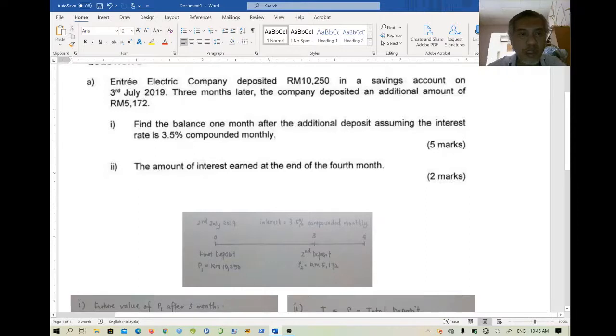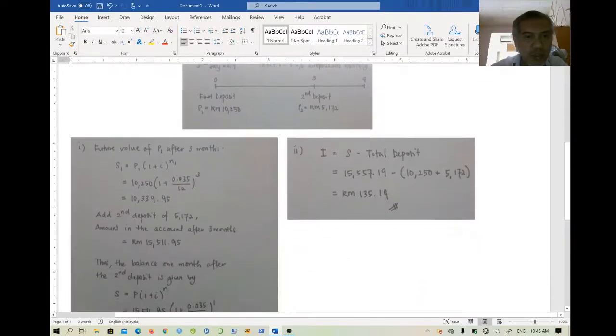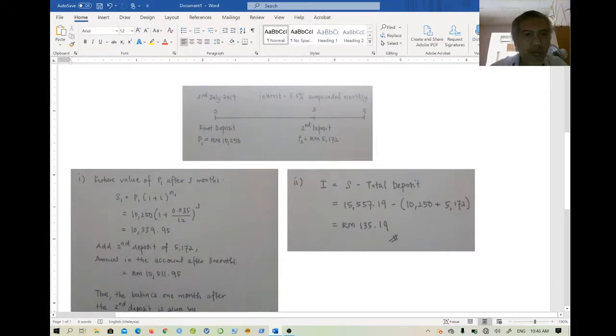Okay, the first one, you are asked to find the balance 1 month after the additional deposit. So that means the balance after 1 month, so that means 4 months after the first deposit. In order to solve this problem, what you need to do first is to find the future value. So here you have the future value of P1 after 3 months. You are looking for the future value of P1 after 3 months.